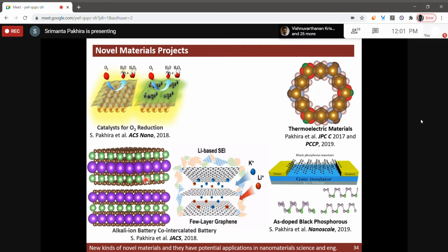So in that case we observed how the material behaves, and how the system works for the field effect transistor.